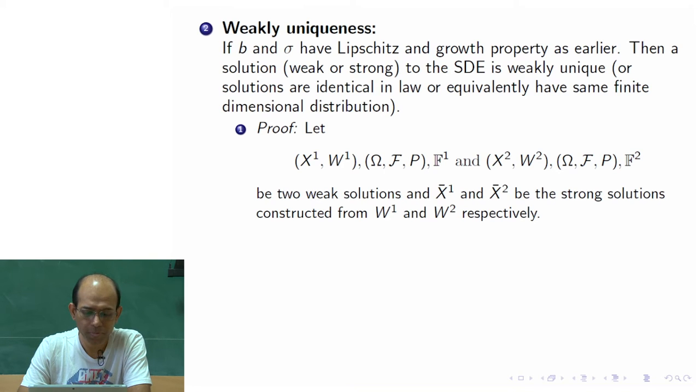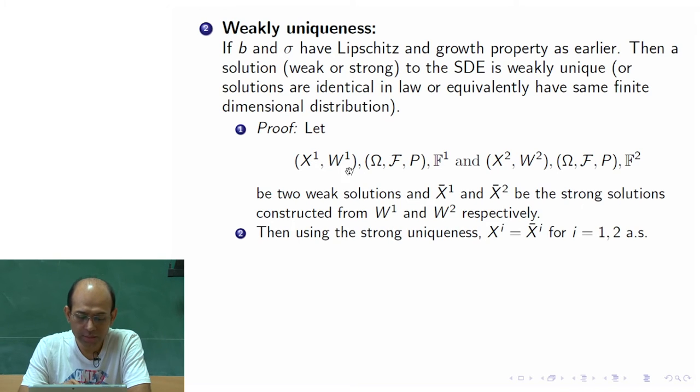Let (x1, w1) be one triplet, and (x2, w2) be another triplet. So assume that there are two different triplets for a given SDE. Both are weak solutions. What do we need to prove? We need to prove that x1 and x2 have the same law. For notational convenience, we have fixed the same omega, the same probability space, in both cases. So let these be two different weak solutions.